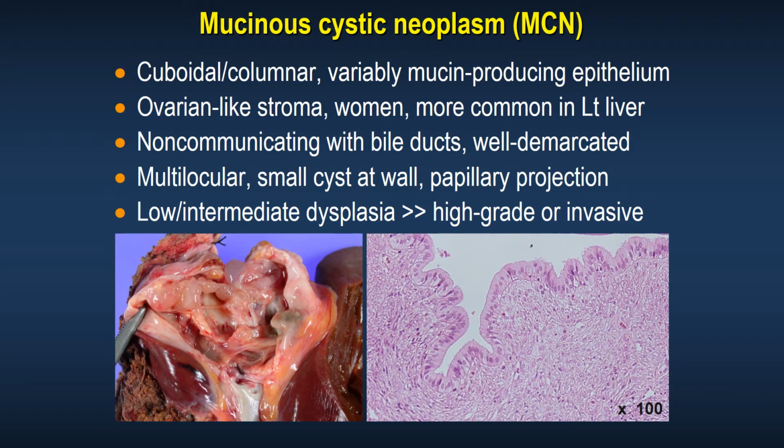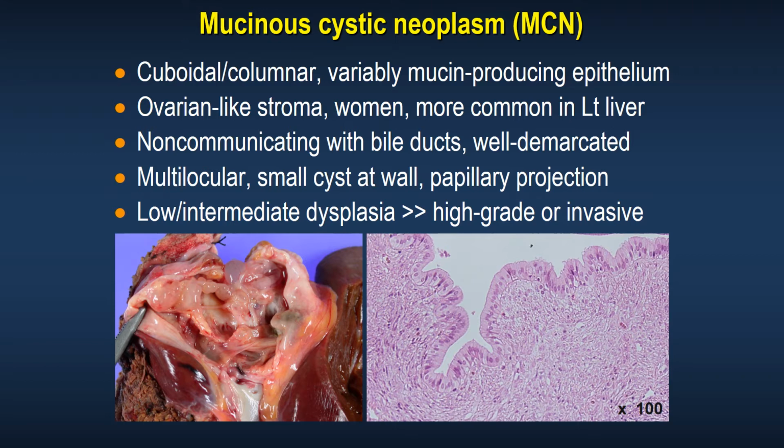Mucinous cystic neoplasm is a grossly visible cystic lesion lined by cuboidal or columnar epithelium producing varying amount of mucin. As the presence of ovarian-like stroma is a diagnostic criterion, it occurs almost exclusively in women. Most of the male cases diagnosed in the past are considered as a cystic form of IPNB.